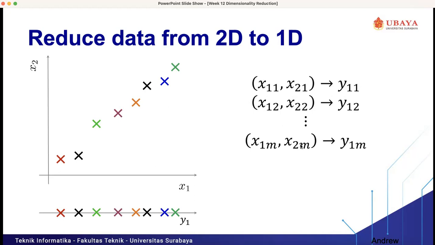We will transform every observation that we have into a new one. M represents the number of observations, the number of data points inside our data set. So for example, this one is X11 and X21, then we will transform it into Y11 and so on.